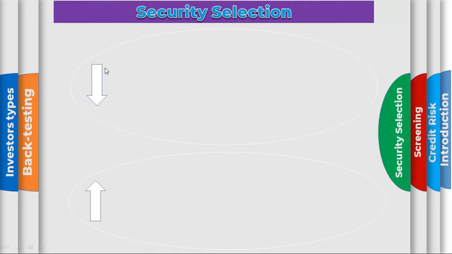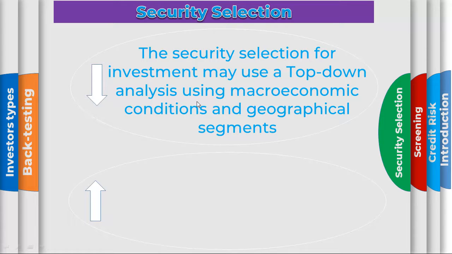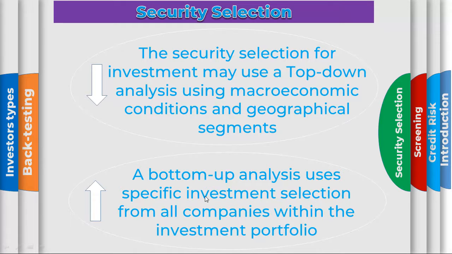Security selection may use a top-down approach or a bottom-up approach. A top-down approach analysis using macroeconomic conditions and geographical segments involves looking big, looking macro, looking at the whole economy. A bottom-up analysis uses specific micro-investment selections from all companies within the investment portfolio.